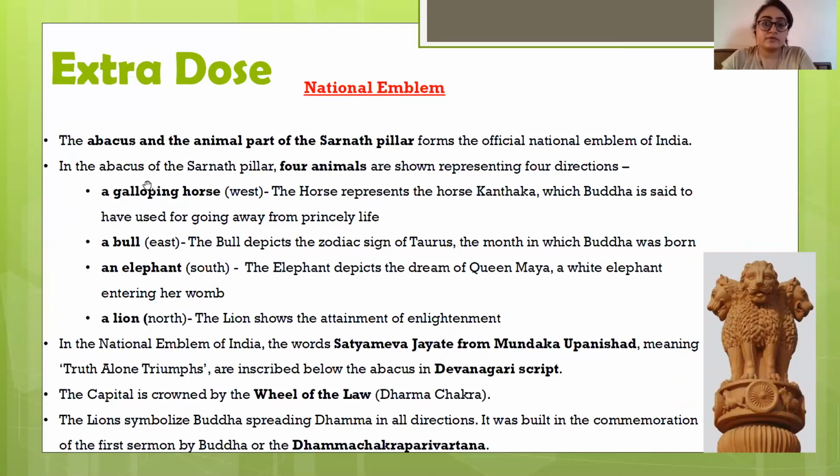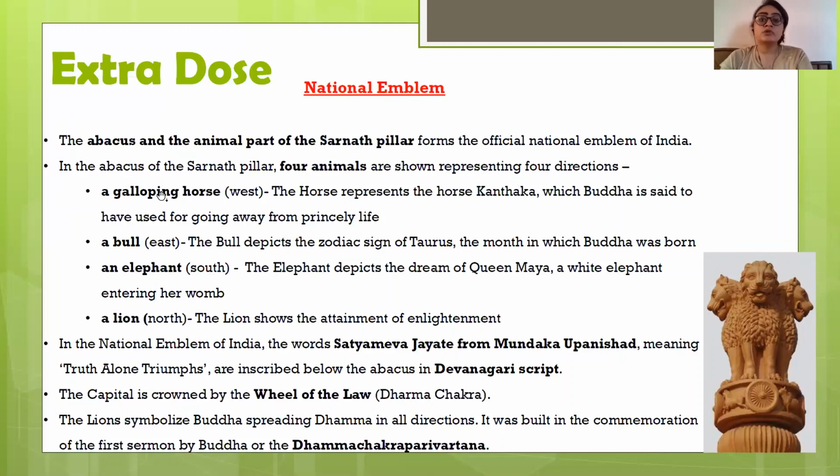In the abacus of the Sarnath pillar, 4 animals are shown representing 4 directions. Here you can see only 2 animals, right? 2 animals are behind. So which are the 4 animals? One is a horse, which represents the west direction. We have a bull representing the east direction, an elephant representing the south direction, and a lion representing the north direction.